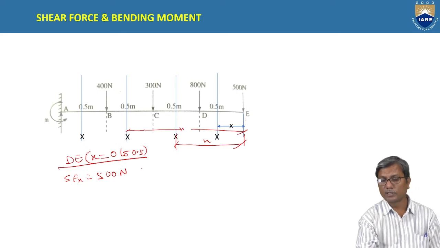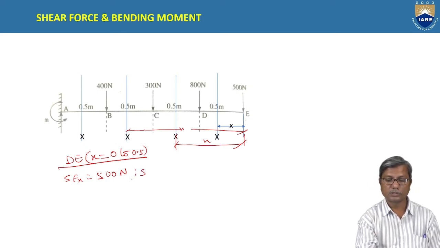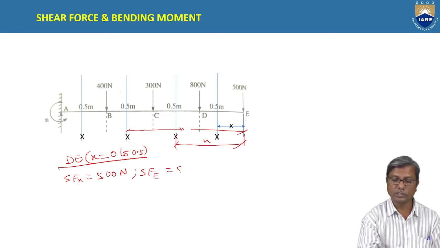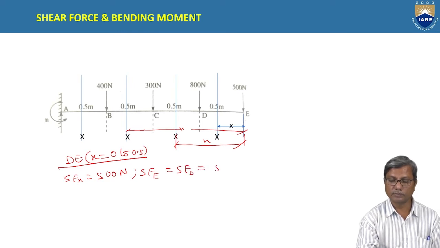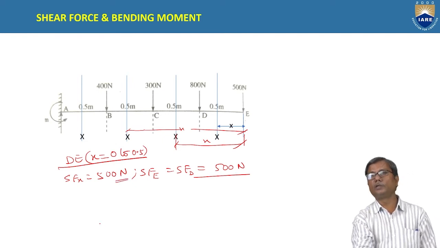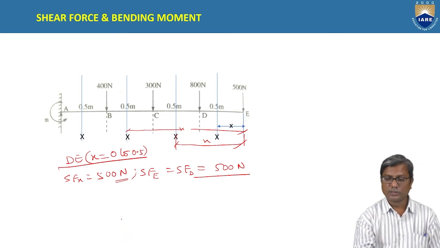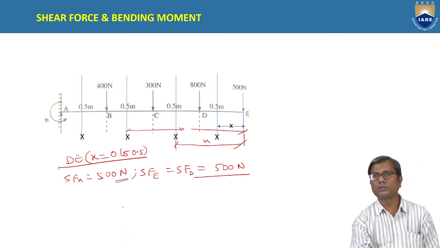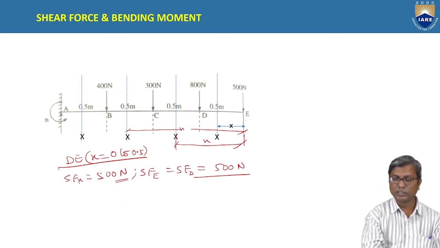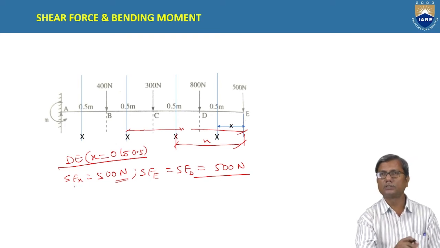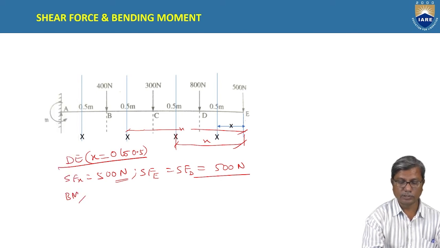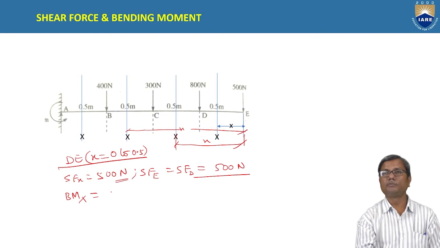Hence, as we know, the shear force remains the same between D and E. The shear force at E and the shear force at D remain the same, that is 500, because it is independent of x. There is no load, so the shear force remains constant. We have already concluded that if there is no load between any two points, the shear force remains constant and the bending moment varies linearly between those two points.